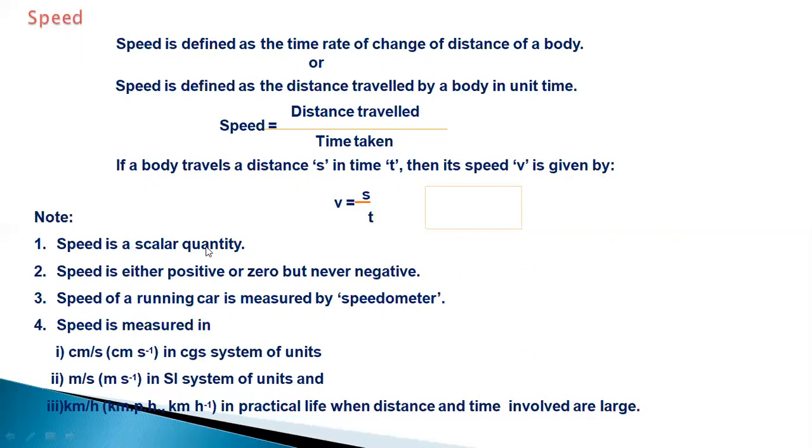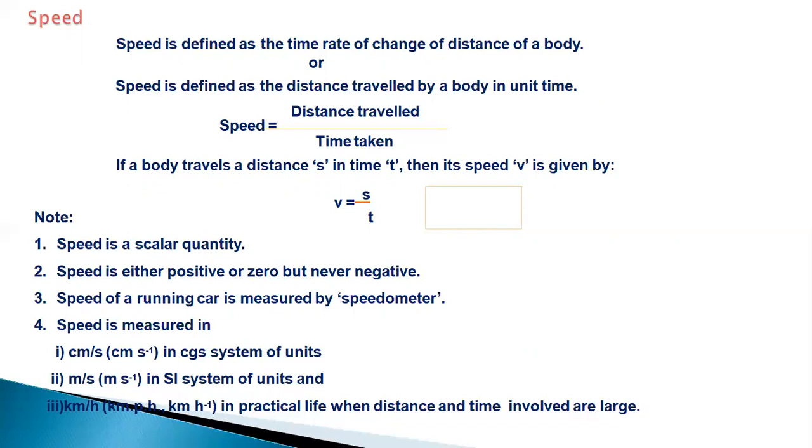Speed is a scalar quantity. Speed is either positive or 0, but it never be negative. We can see that. See, some of the vehicles, we can say the speed of the vehicle is 0. It means it is not moving. But see, the speed can never be negative. Speed is always either it is positive or it is 0. Speed of a running car is measured by speedometer.